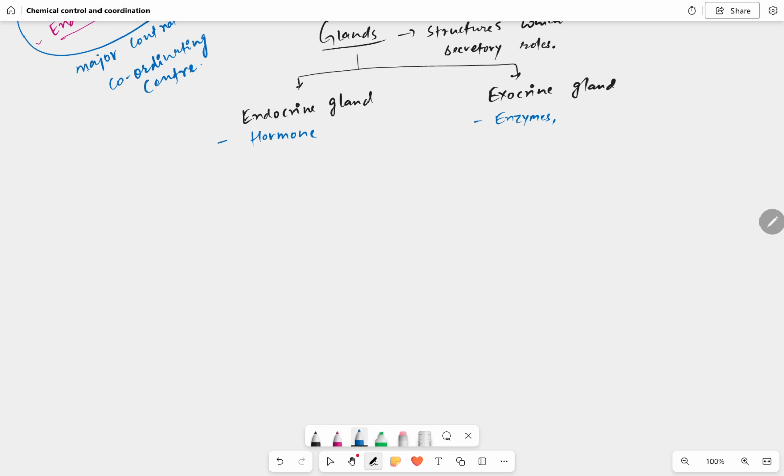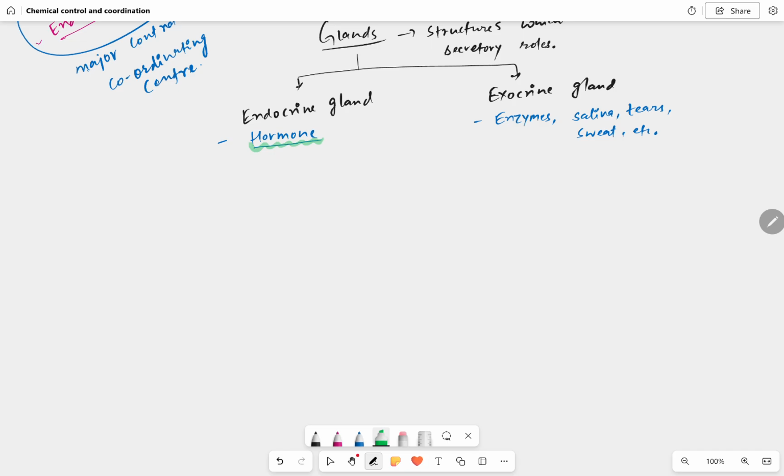But different types of chemicals are also secreted, like saliva, tears, sweat, etc. That is, the exocrine gland can secrete enzymes, saliva, tears, sweat. The major secretion of the endocrine gland is called hormone, and we are concerned with this hormone only. So our main goal here is about hormone.